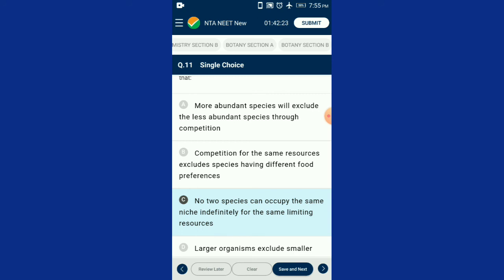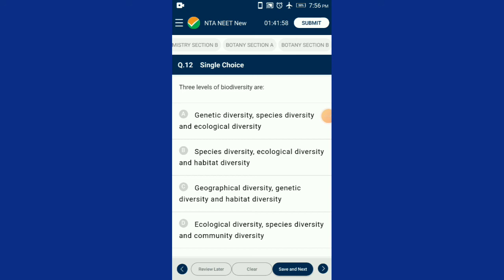Question number 12. Genetic diversity, species diversity and ecological diversity are the three levels of biodiversity. Immense diversity, that is heterogeneity, exists in our biosphere not only at the species level but at all levels of biological organization, ranging from the macromolecules within cells to biomes.